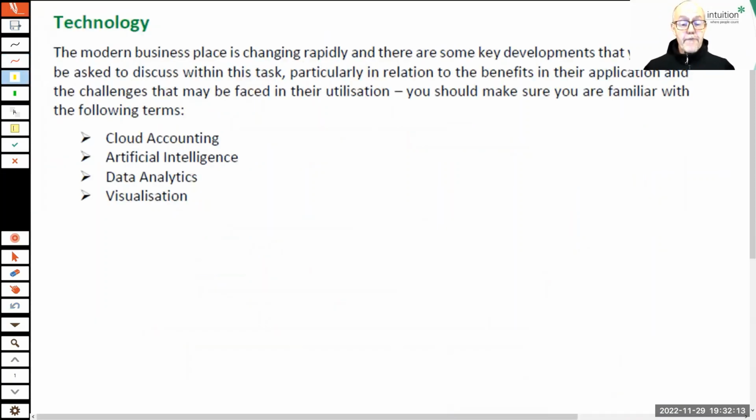Things that make a difference nowadays. Technology runs through everything, doesn't it? The benefits and their application, the challenges that may be faced. Cloud accounting. You know, we've all moved away from getting the CD. We used to get a CD, didn't we? It was a CD that you put in your drive and installed it, and then you had to do your backups. All well and good.